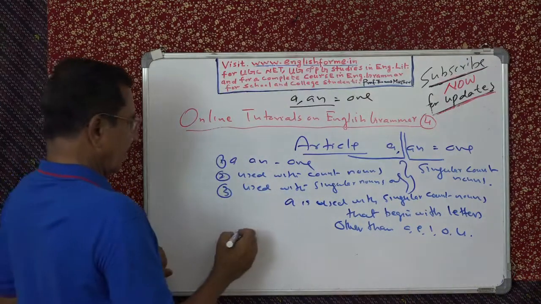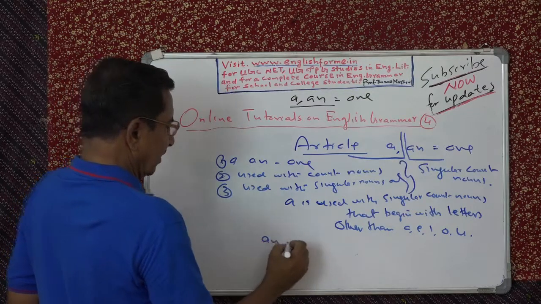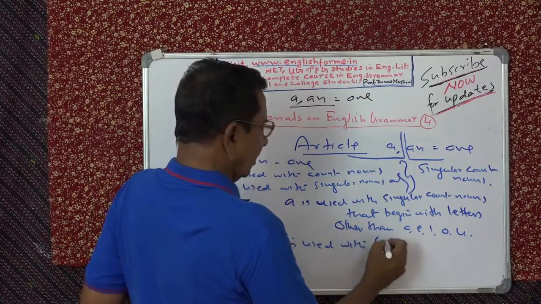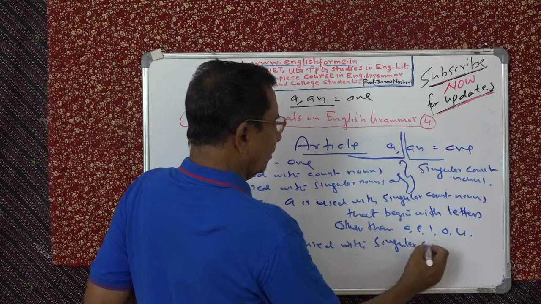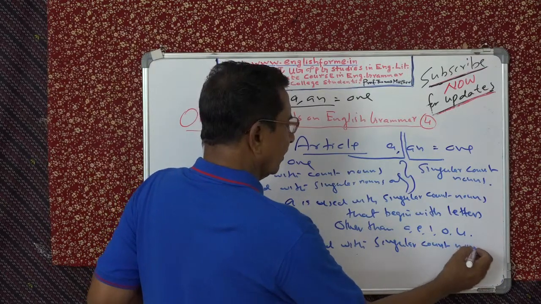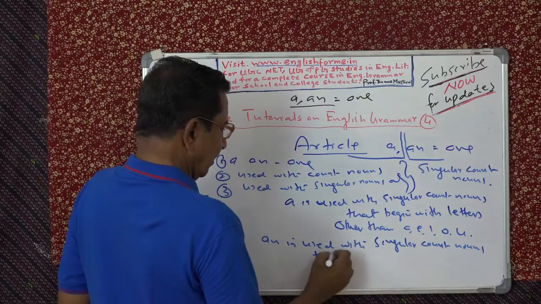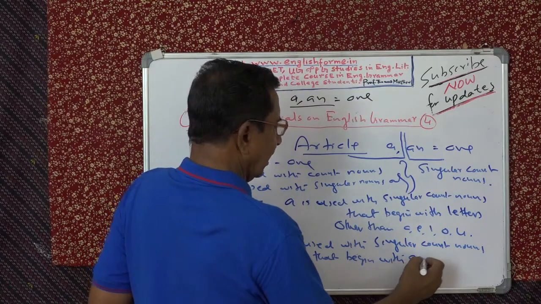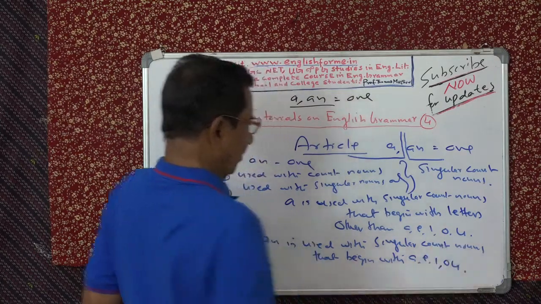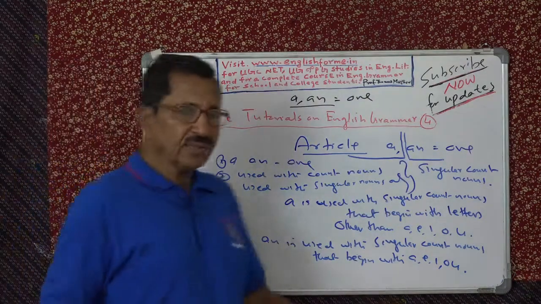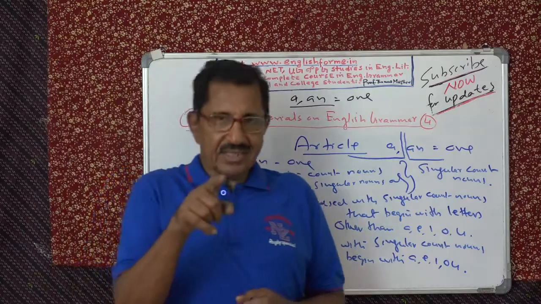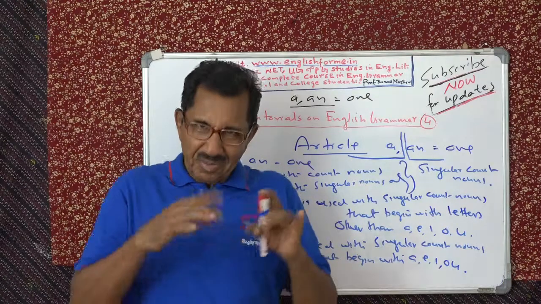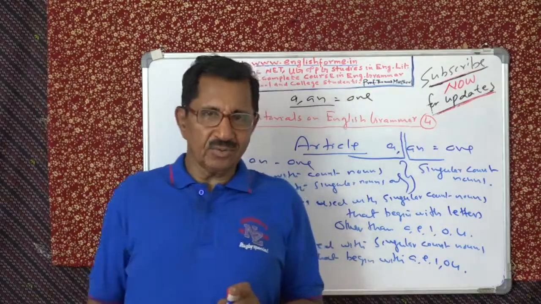And an is used with singular count nouns that begin with A, E, I, O, U. So any word that begins with A, E, I, O, U. But remember, when I said this, again we will revise this. So for the time being, to start with, you understand it this way.